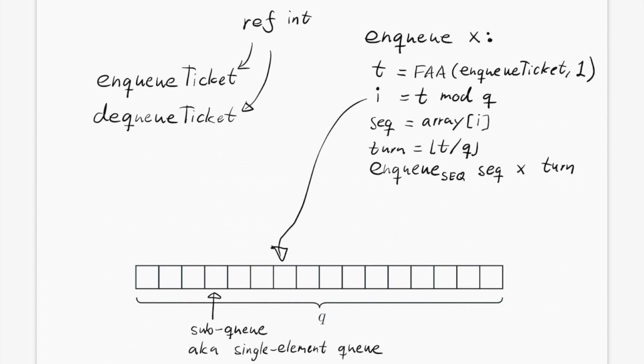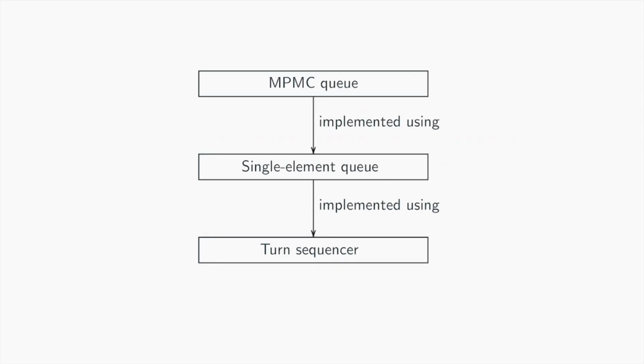And this design with Q sub-Qs ensures that up to Q NQ or DQ operations can proceed completely independently of each other, the only point of contention being the ticket dispenser. And this is a big part of what makes the queue so scalable, but it also makes the verification more challenging. Let's return to this picture again.